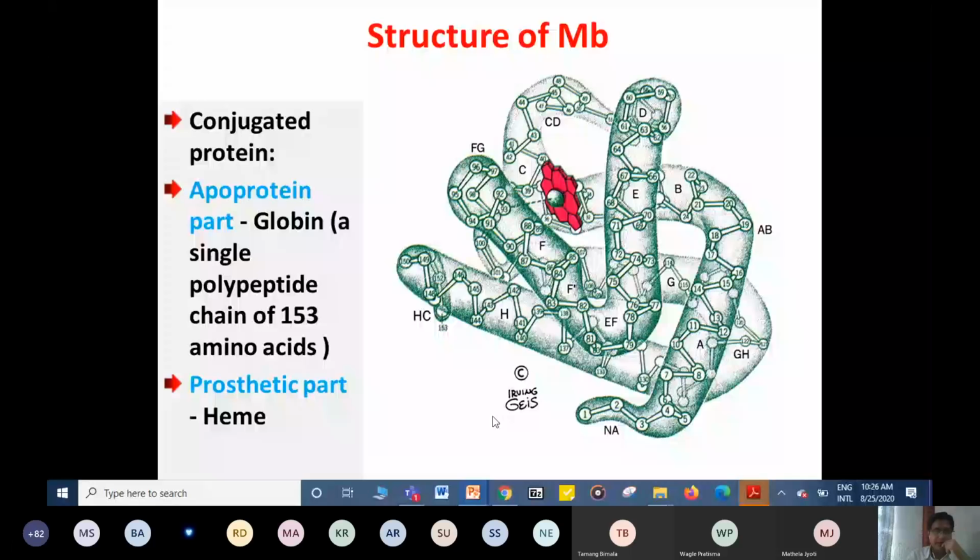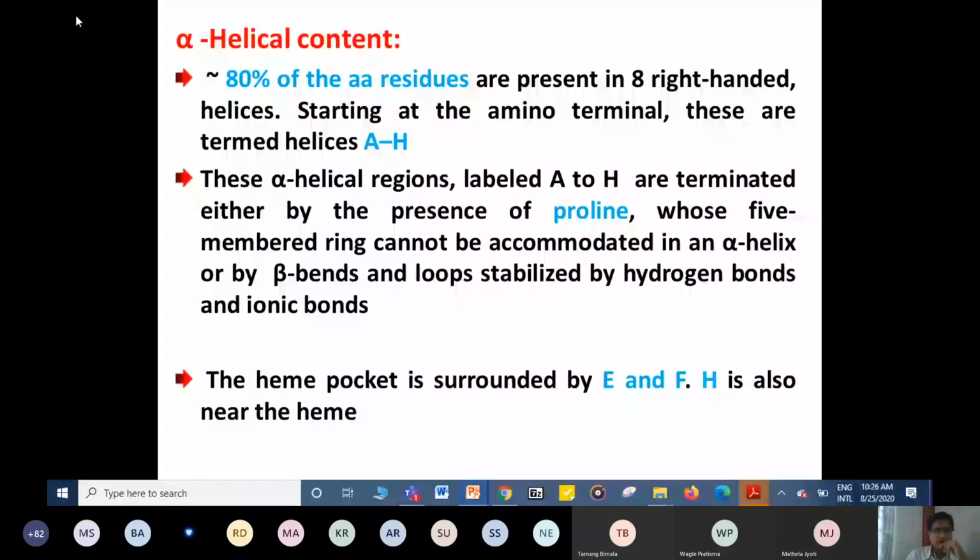While studying the structure of hemoglobin and myoglobin, we repeatedly study the alpha helical structure, because most of the amino acids in hemoglobin and myoglobin exist in alpha helical structure. Around 80% of the amino acid residues are present in alpha helical structure. We have studied the secondary structures of protein, that is alpha helix, beta pleated sheet, and beta turns, and among them hemoglobin and myoglobin almost all contain alpha helical structure. 80% of amino acid residues exist in alpha helical structure, which is present in 8 right-handed helices. And these 8 right-handed helices are named starting from the amino terminal as A, B, C, D, E, F, G, H.